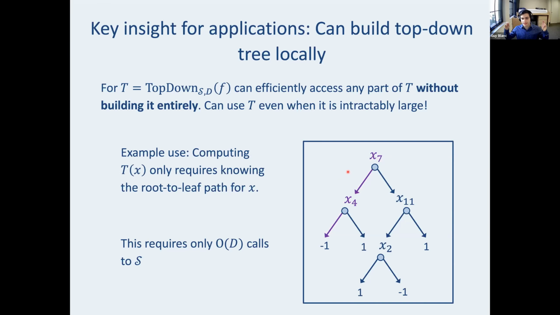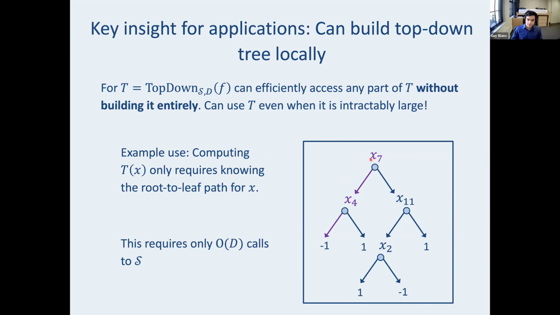And I won't go into the full locality we allow, but the really important thing for these applications is that we can compute T of X. So on some input, we can compute the output of the tree by only building a really small portion of it, which is the root to leaf path.